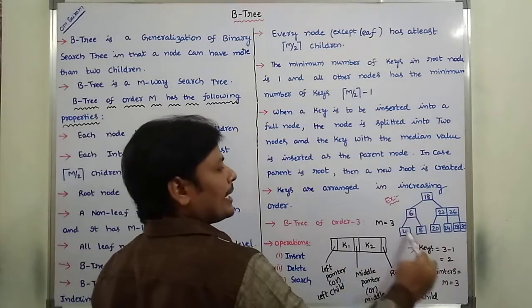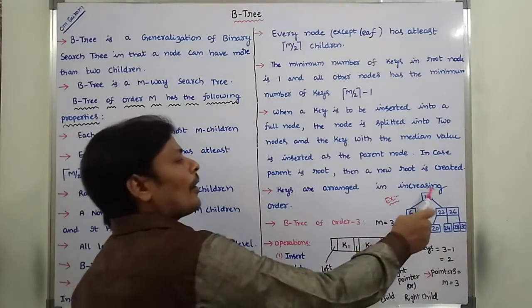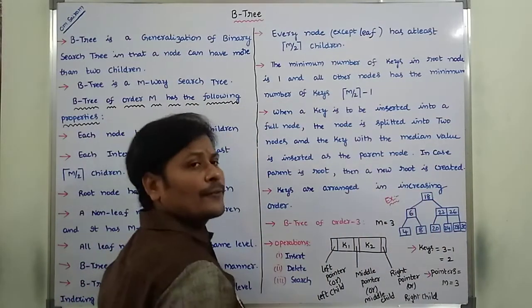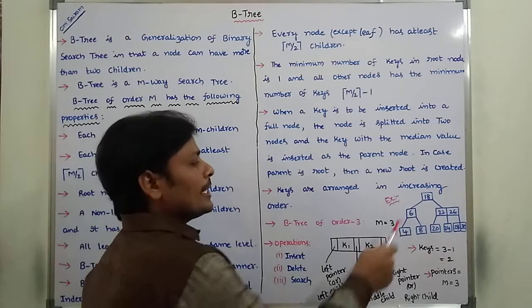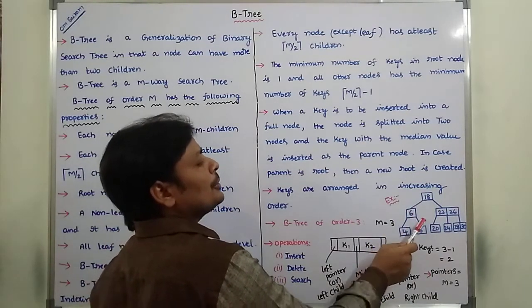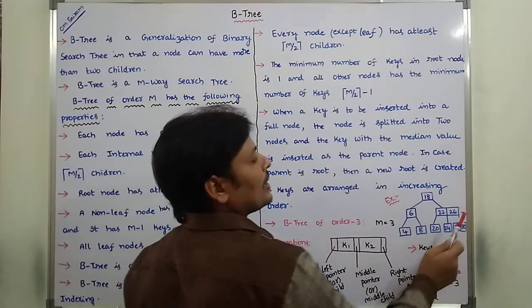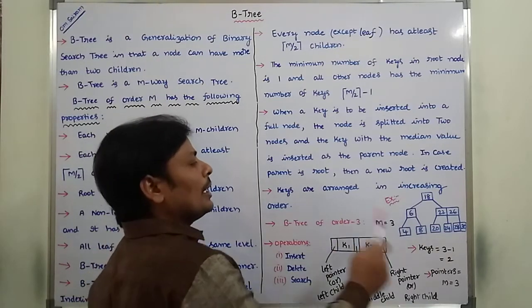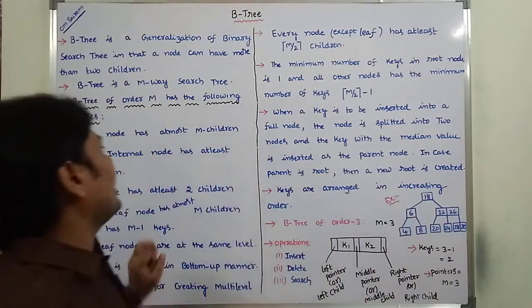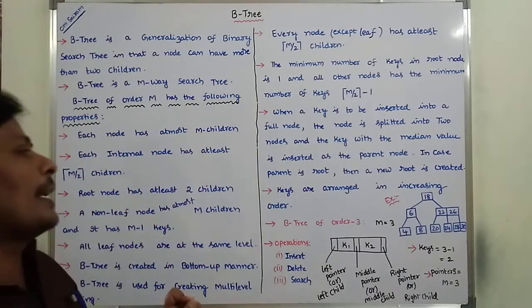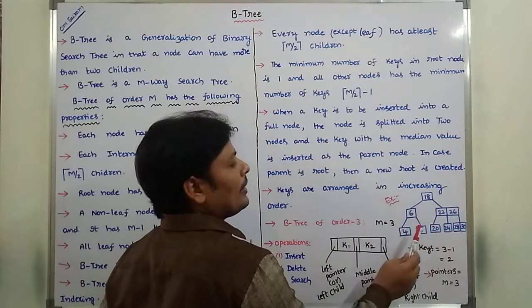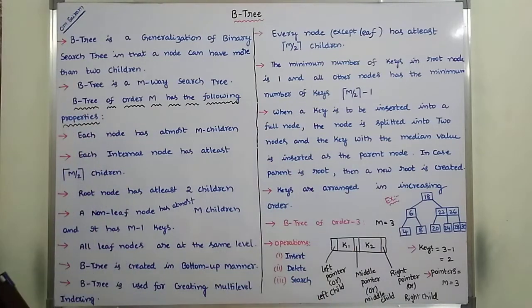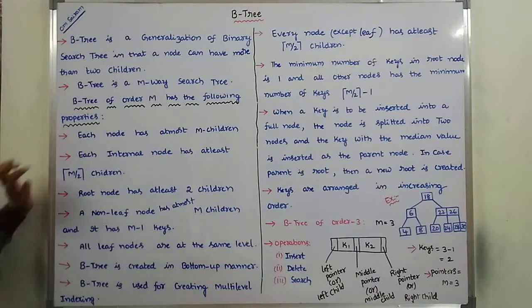Suppose we are considering this B tree. This is a B tree of order 3. In this one, how many children does this node contain? 1, 2, two children. This node contains how many children? 1, 2. This node contains how many children? 3 children. This node contains how many children? 0 children. So each and every node in the B tree has at most M children. Maybe it contains 0, 1, 2, 3, or M children. Okay.